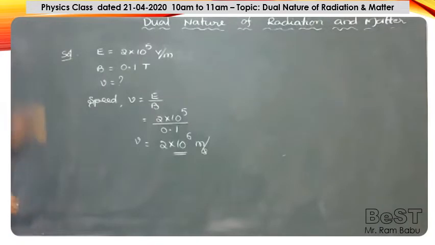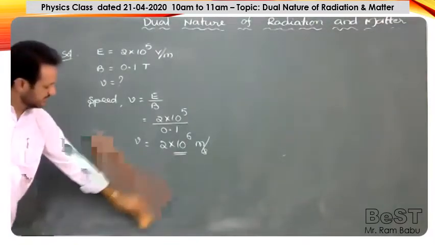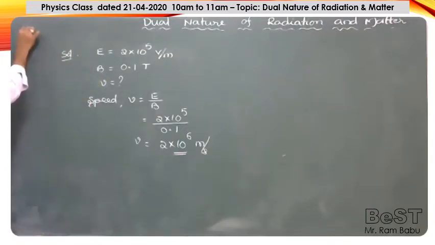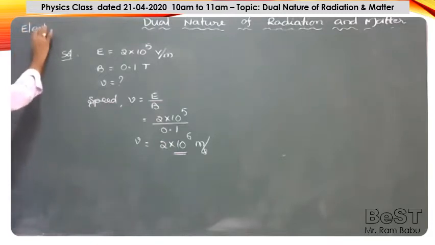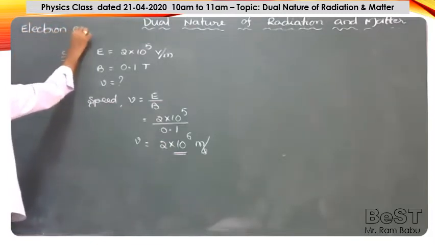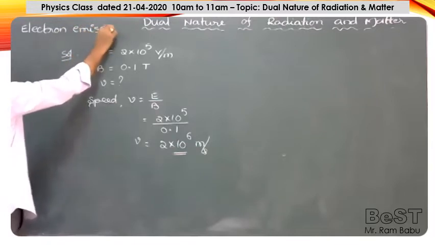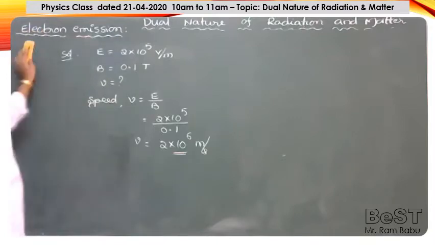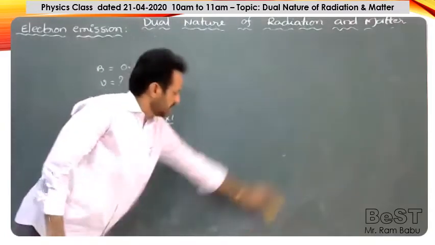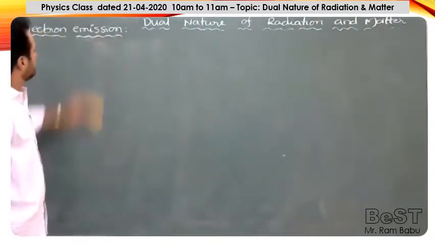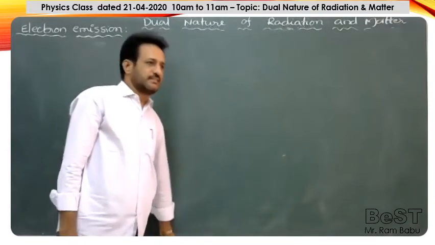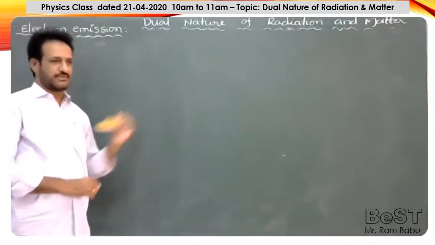Now we will discuss one more concept, electron emission. So the next concept we will discuss is electron emission. In this concept we have to discuss what electron emission is, what the types of electron emission are, on what factors they depend, and what their uses are.